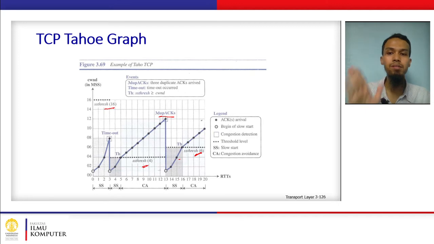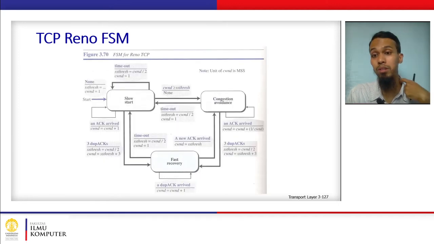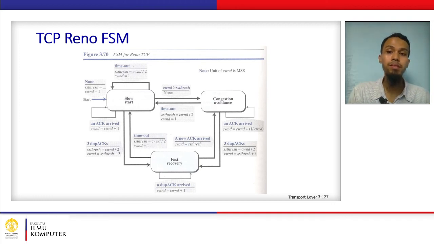Okay, so I think this is quite clear for the TCP Tahoe, and then we'll see TCP Reno in the next slide. Okay, so the main difference in TCP Reno is that now we have one more state, which is called the fast recovery state. Okay, so before that, there is also a difference in how the TCP reacts when it detects the packet loss.